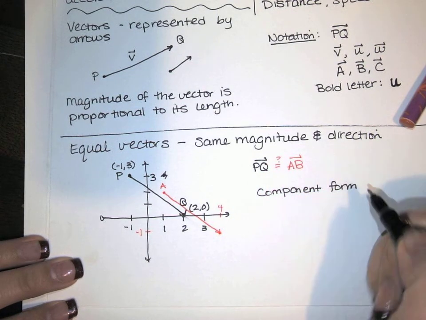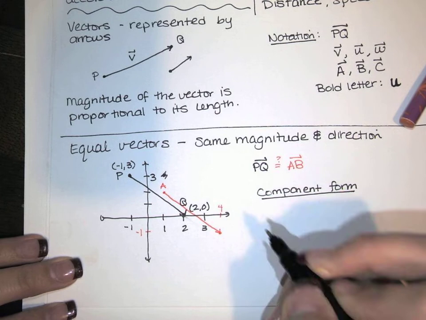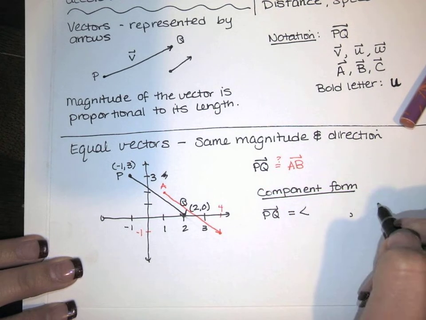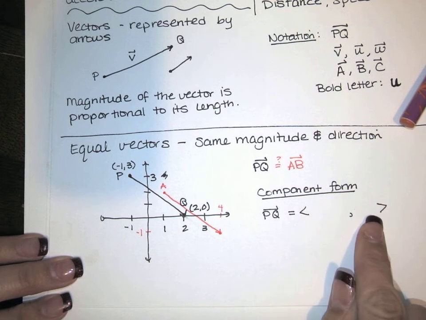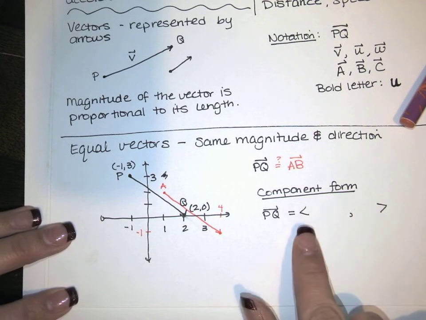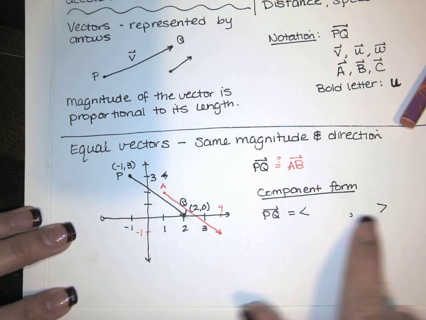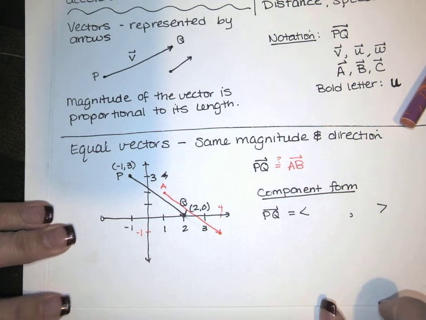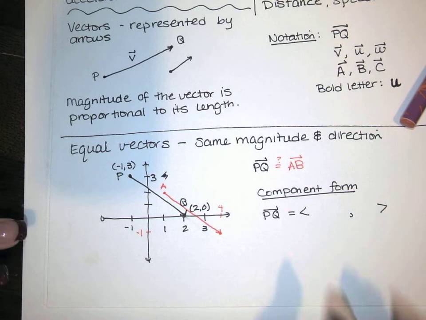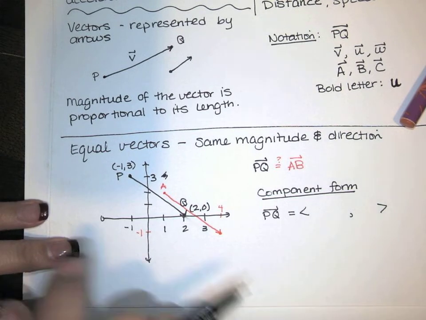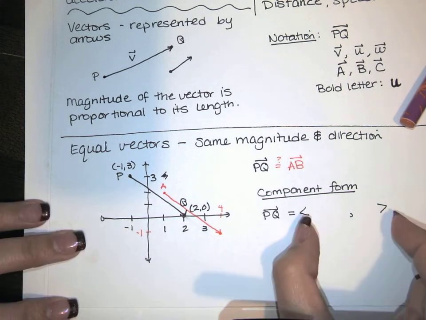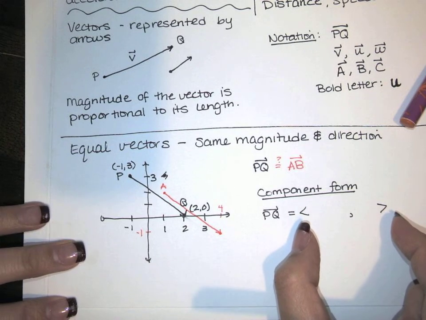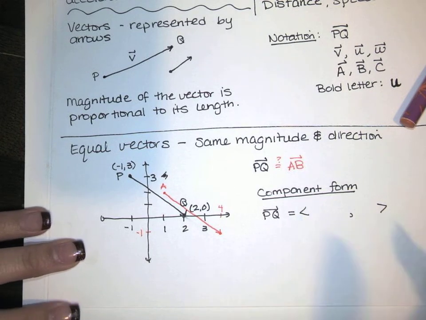Now the component form of a vector, at least in 2D, is going to tell us how many units to go in the x direction to get from P to Q and how many units to go in the y direction to get from P to Q. We use these little symbols that look like a less than sign and a greater than sign. It's not that, and it's also not inner product notation, although that looks the same as well. This is just the symbol that our textbook uses for a vector in component form.